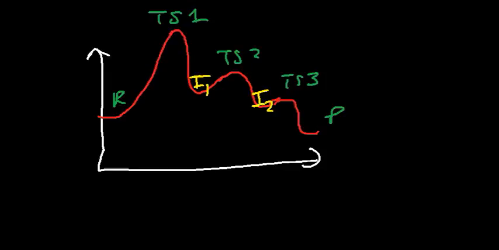Which of these steps is the rate limiting step? Which is the slow step? It turns out the slow step is the first step. It takes a lot of energy to get across this hill. Once you pass that hill, it's very easy to go downhill. So the first step in the SN1 reaction is the slow step, or the rate determining step.